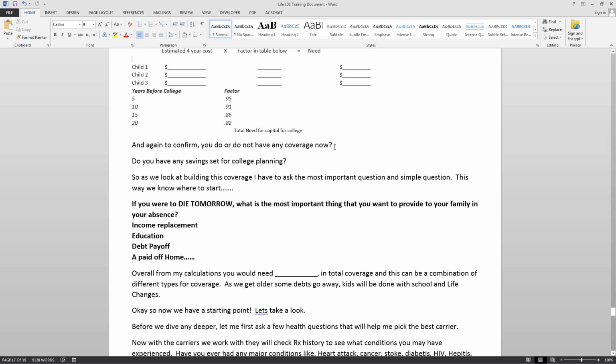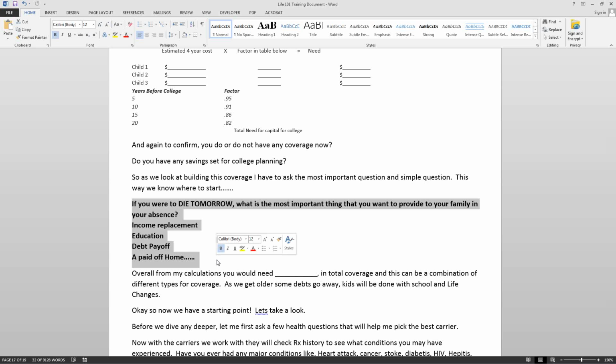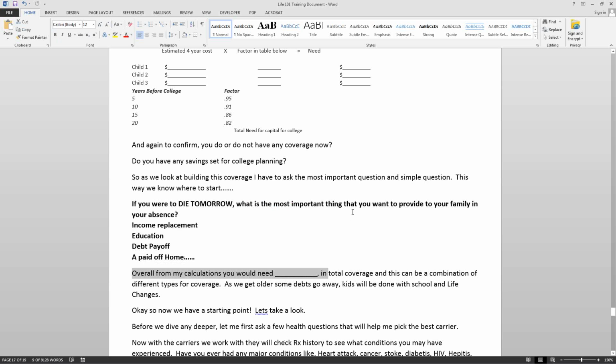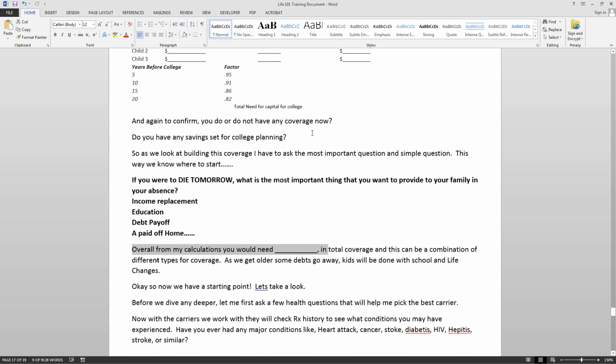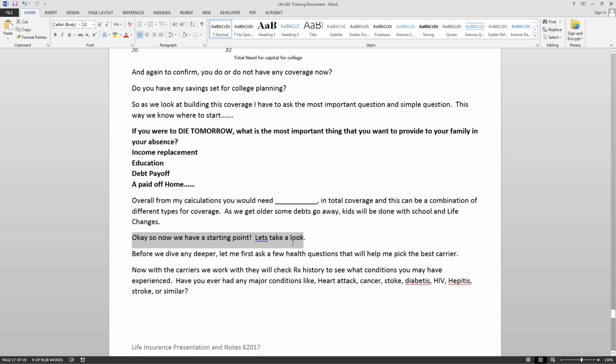And then you're going to do the takeaway close to get somebody really thinking. And that's, again, if you die tomorrow, what's the most important thing that we need to provide to your family? And quite honestly, it's probably going to be your income replacement or paying off the home, making sure they have a roof over their head. Because let me tell you, by my total calculations, you're going to need like $3 million worth of coverage based on doing this math. But for now, let's just worry about one. Let's start there.